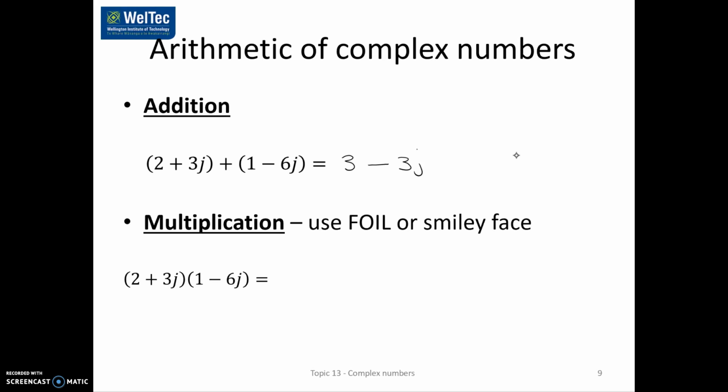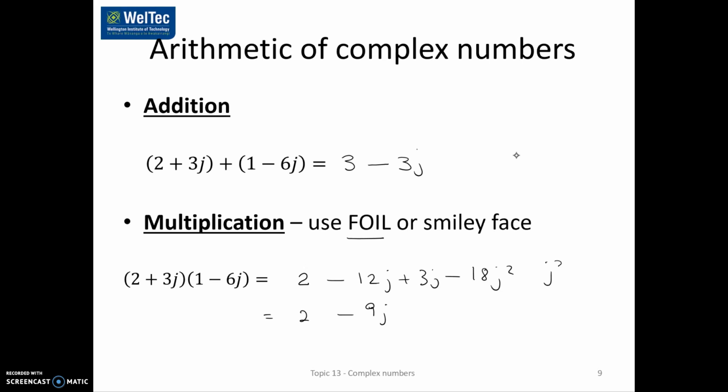If we're going to multiply them together, it's just using the FOIL rule, or smiley face, however you like to remember it. So it would be 2 times 1 minus 12j plus 3j minus 18j squared. So that would be 2 minus 12j plus 3j would be minus 9j, and j squared is negative 1.